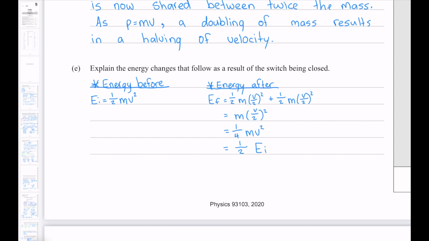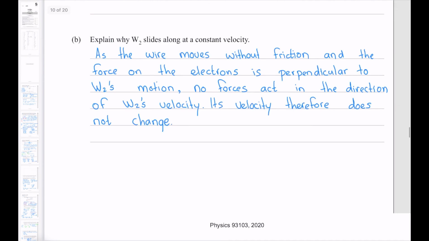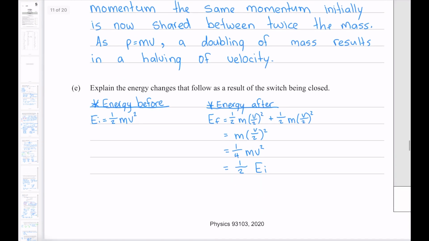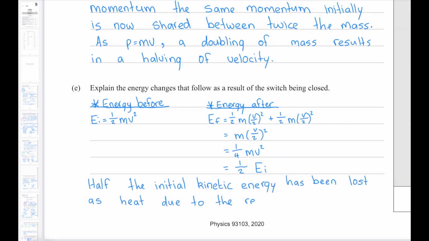So we can see that our kinetic energy has halved, which means we must have some energy lost. Since our wires are moving without friction, that only leaves the resistance of our wires, meaning that half of our kinetic energy initially has been dissipated as heat in the wires due to their resistance. Half the initial kinetic energy has been lost as heat due to the resistance of the wires.